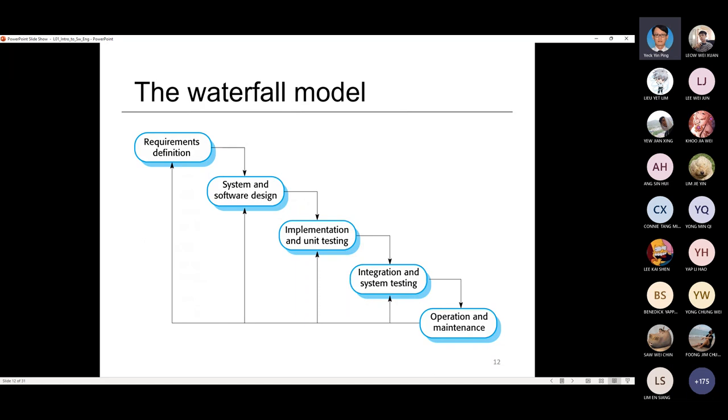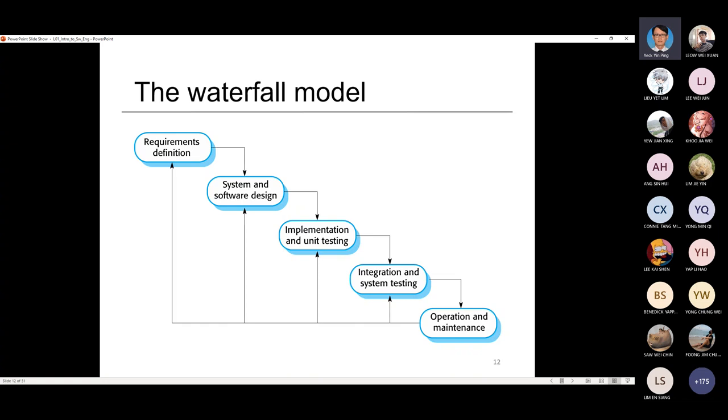So this is the waterfall model. You notice the first one, requirement definition. This is planning and analysis. So we call this the system specification. Then system and software design. Then you're going to implement and conduct the unit testing. So software design and software implementation, we call it software development, am I right? This is under software development.